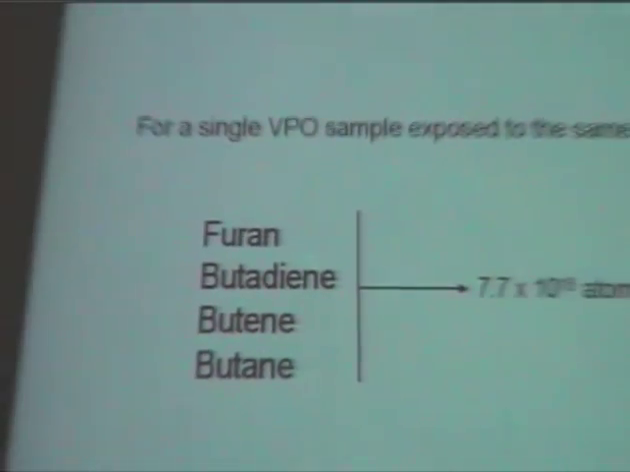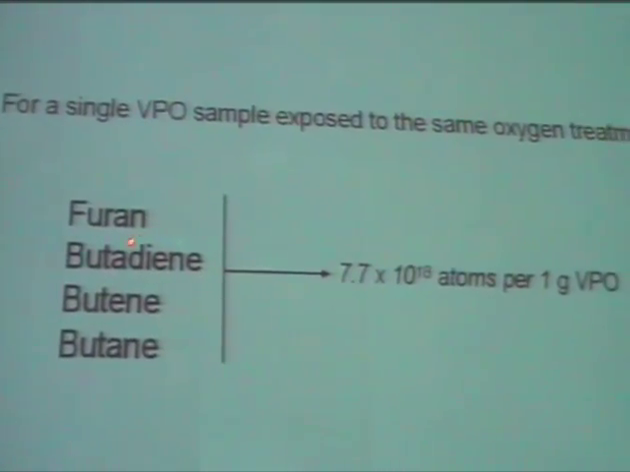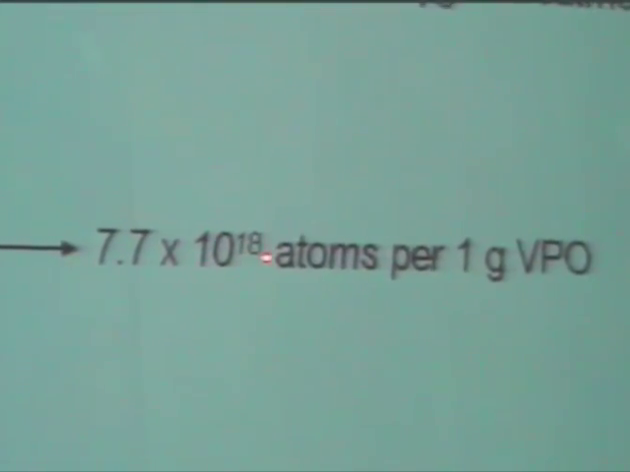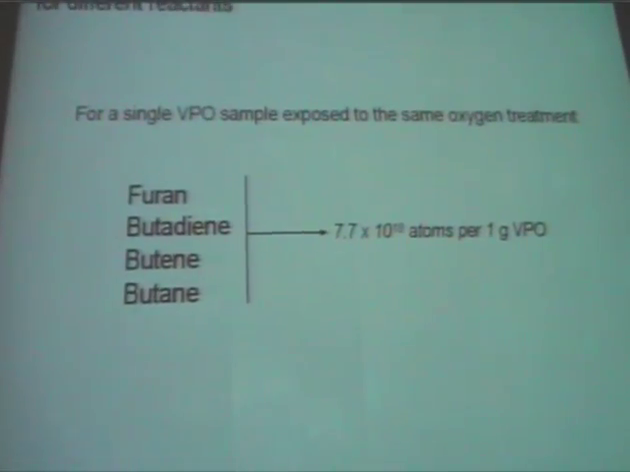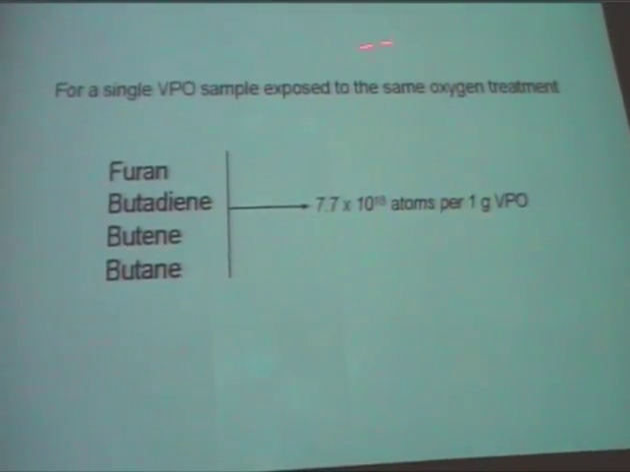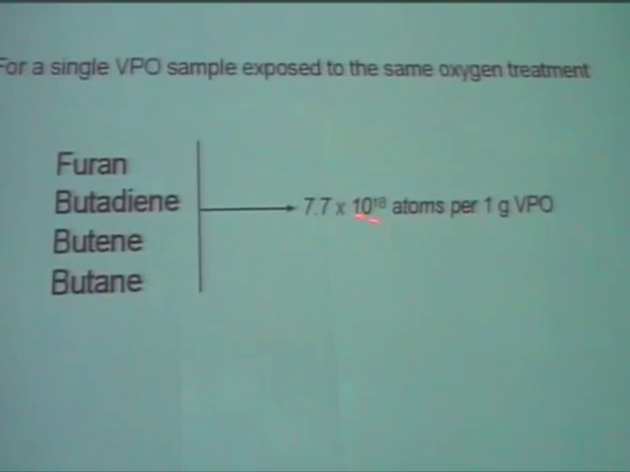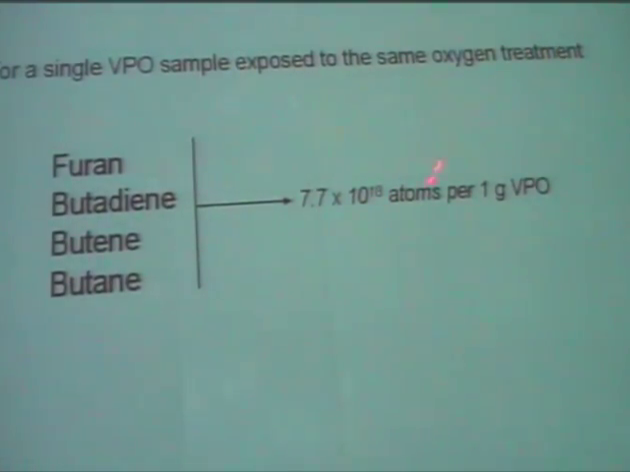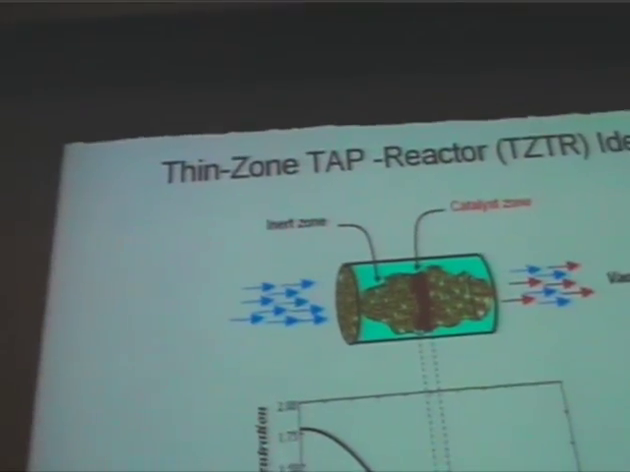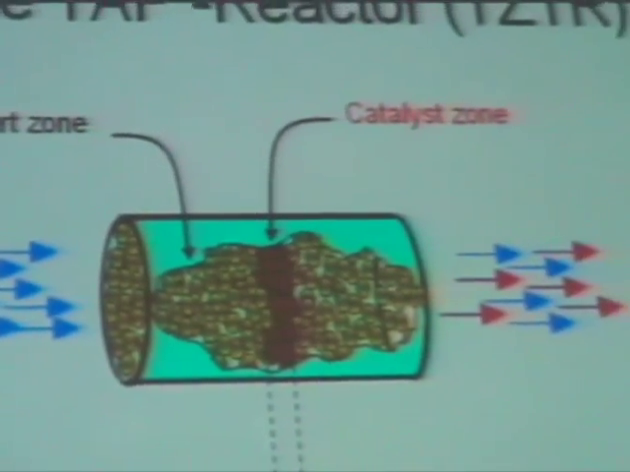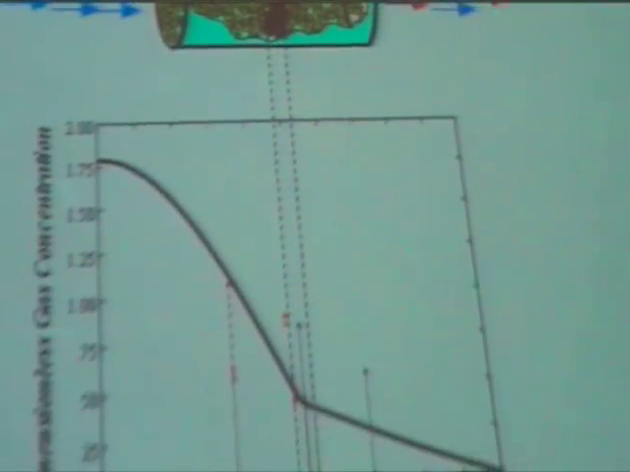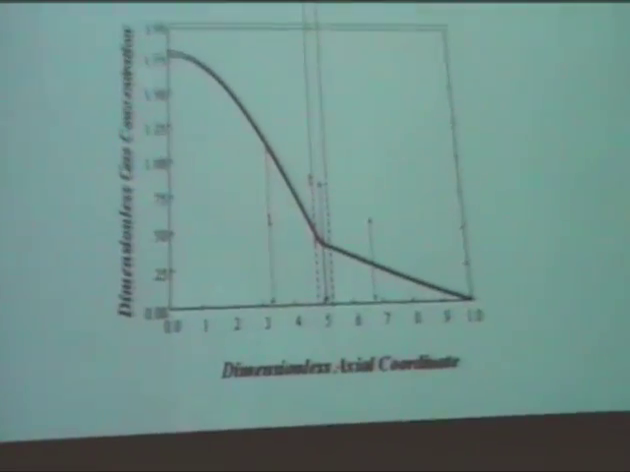So we know if using different reactants, we have for Fourier 7, 9, 10, 18. We are using these different amounts of Fourier, butadiene, butene. But if we calculate this amount of oxygen, we have the same amount of oxygen atoms. So, after that, we can extract many coefficients, apparent coefficients, from this data. But it's primary data which we have in this pulse response technique.